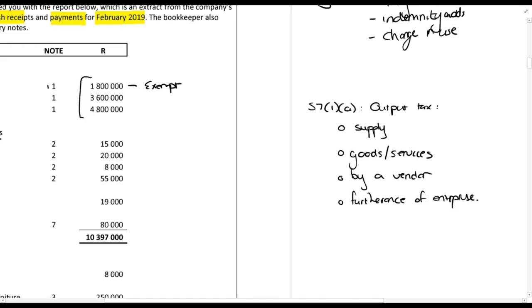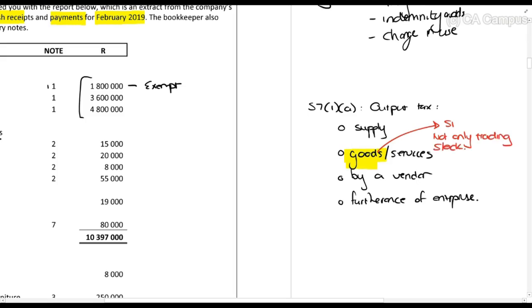Now, supply is something like a sale. Very important here, though, goods. I want you to remember, guys, the definition of goods in section one. It says movable corporeal things. It doesn't say trading stock. So not only trading stock. I'm sure you are all now aware of it. You should be after working through the lecture examples.